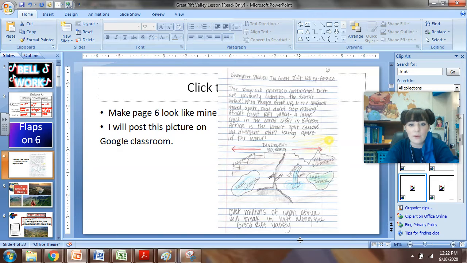Cool. So then I drew some geographic and geologic features that we're going to talk about today. I drew an escarpment. I drew Lake Victoria. I drew the Kenya Crack, the Divergent Boundary, the Victoria Falls, the Lake Turkana, and Mount Kilimanjaro. Over millions of years, Africa will break in half along the Great Rift Valley.